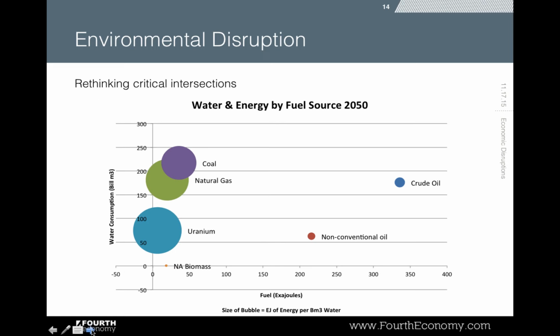And we're typically looking at energy and thinking about energy from the perspective of either how much it costs. We may think about where it comes from, a lot of talk about energy independence.